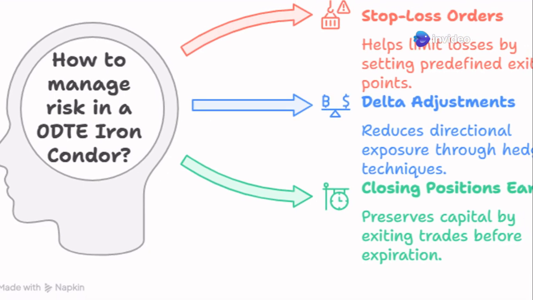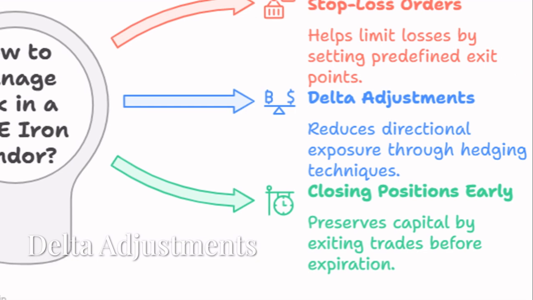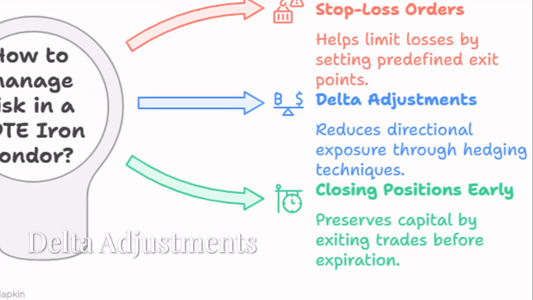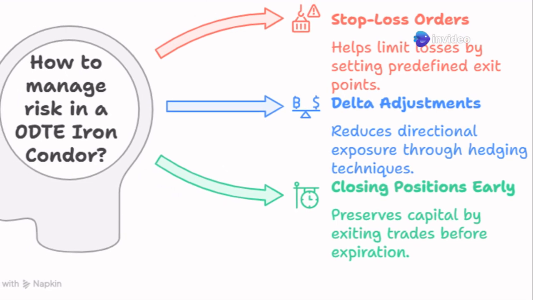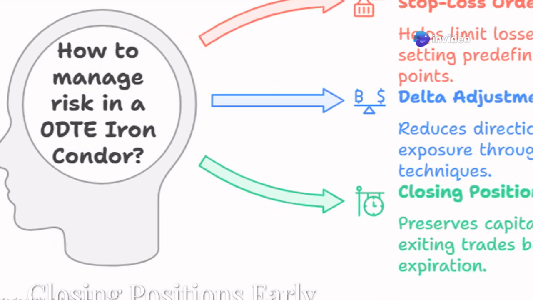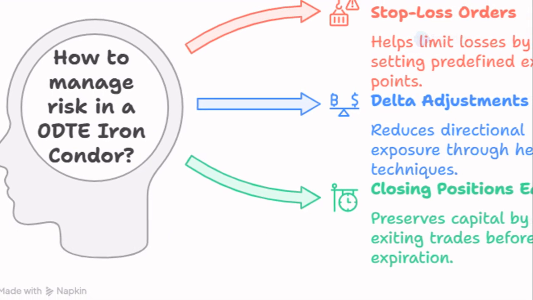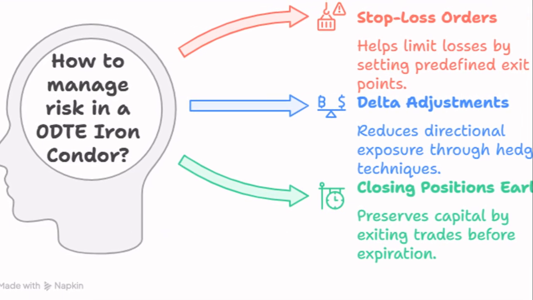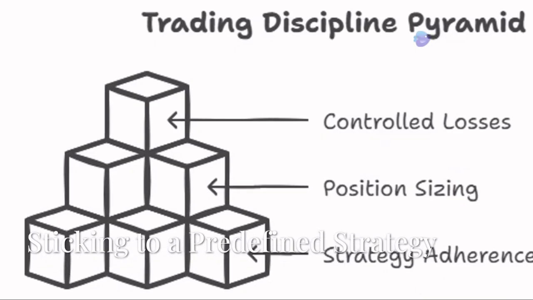Stop-loss orders. Predefined exit points help limit downside risk if the market moves against the trade. Delta adjustments. Hedging techniques such as adding offsetting positions can reduce directional exposure. Closing positions early. Exiting a trade before expiration can preserve capital if risk levels increase.